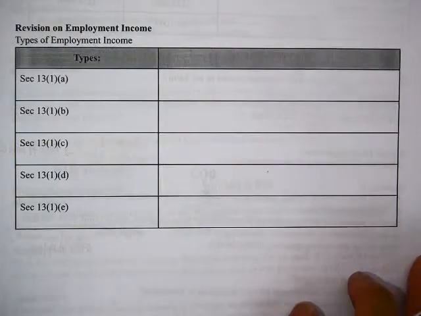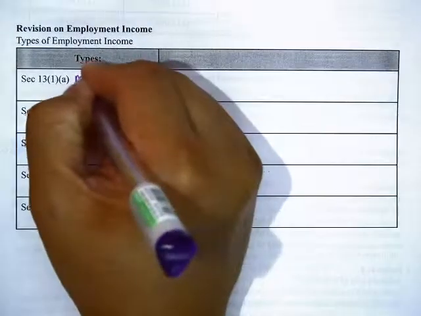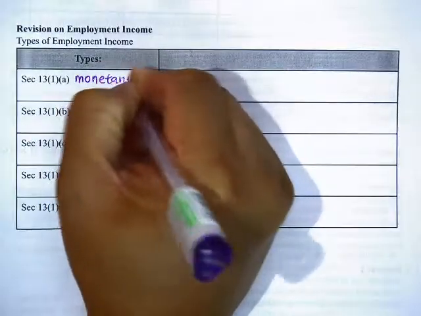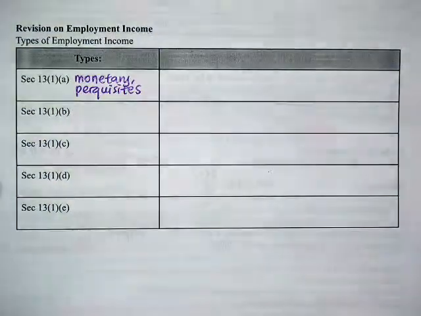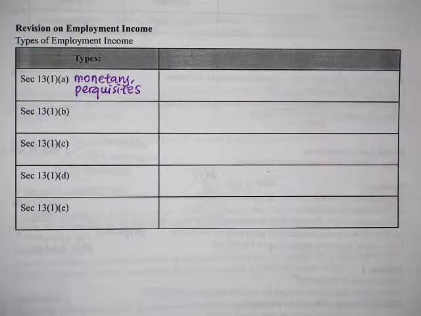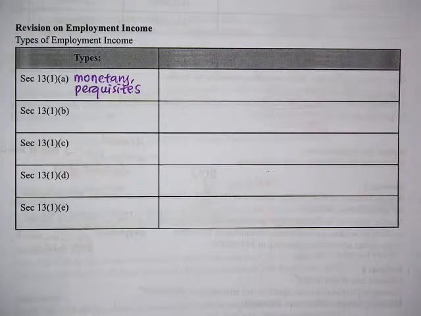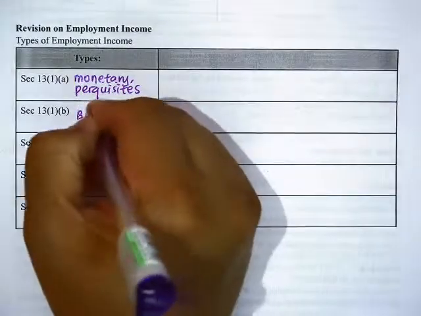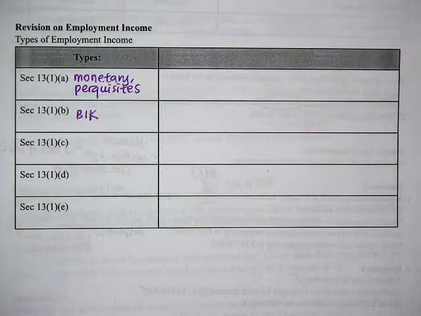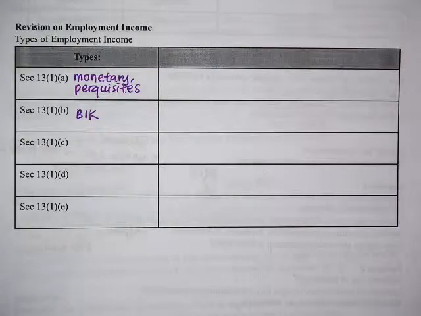Now, A is for those that is monetary, as well as perquisite. Okay, so monetary, perquisite. Now B is for benefit in kind. So what's the main difference between a perquisite and a benefit? Now, because both of them is also a kind of benefit.